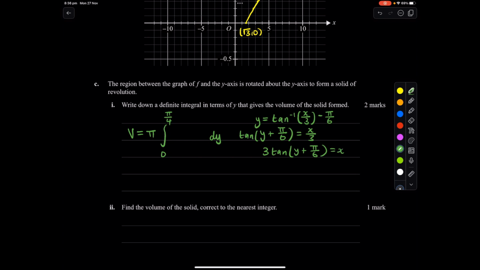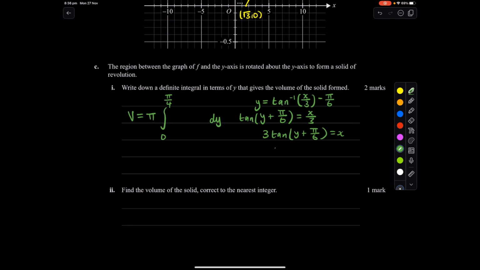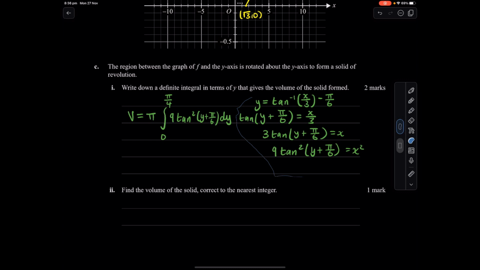And imagine squaring it, because we want x squared, so it'll be 9 tan squared(y plus pi on 6). That's x squared. And now let's put that into our equation. So this becomes 9 tan squared(y plus pi on 6). That's it, and pretty much that's your answer.